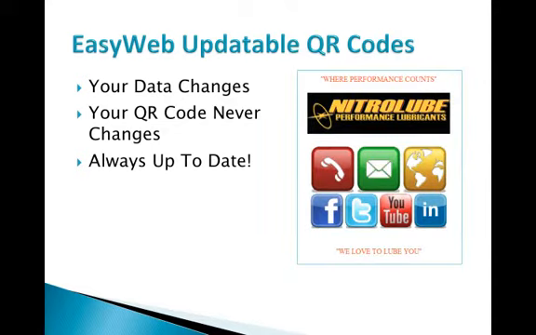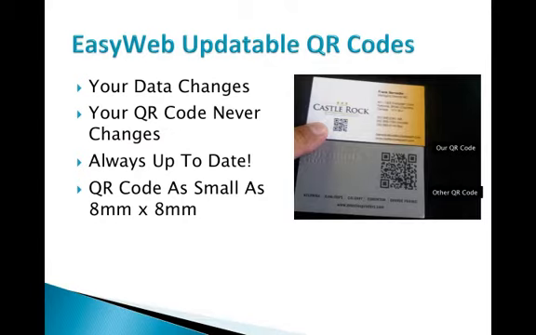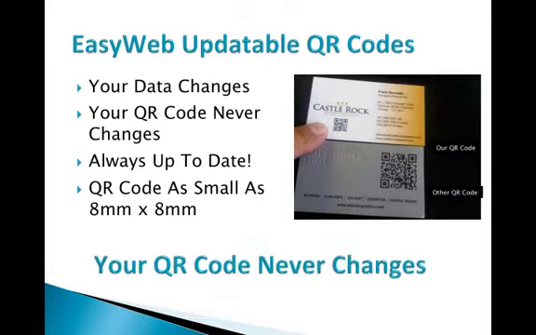Plus, our QR code can be scanned as small as 8mm by 8mm, about a half inch by a half inch, making it ideal for business cards, product labels, and much more. So with the EasyWeb QR code, your data can change, but your QR code can always stay the same and always be up to date.